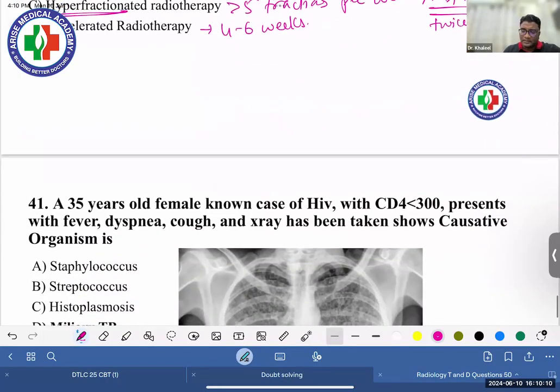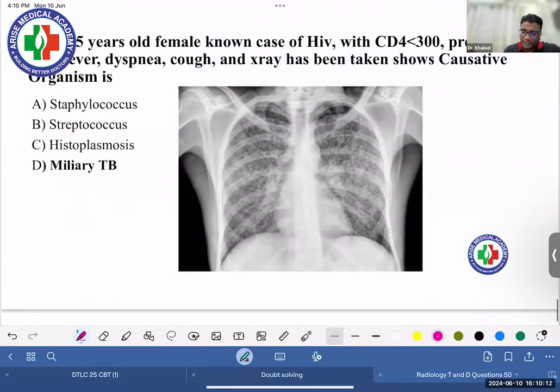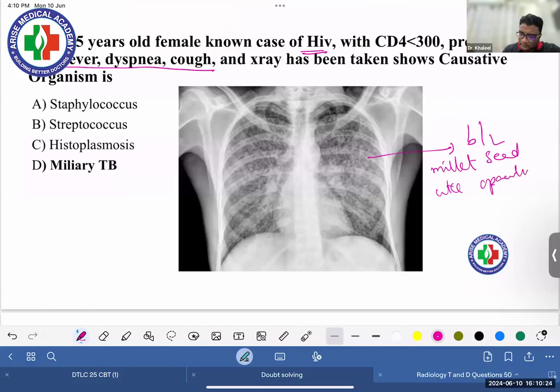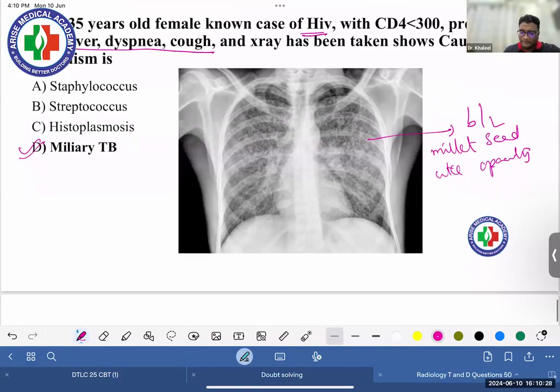Next thing. This is an HIV positive patient, and you're seeing fever, dyspnea, cough. X-ray shows bilateral lung fields showing millet seed-like opacities. Bilateral millet seed-like opacities. This is miliary TB. Right? So miliary TB.